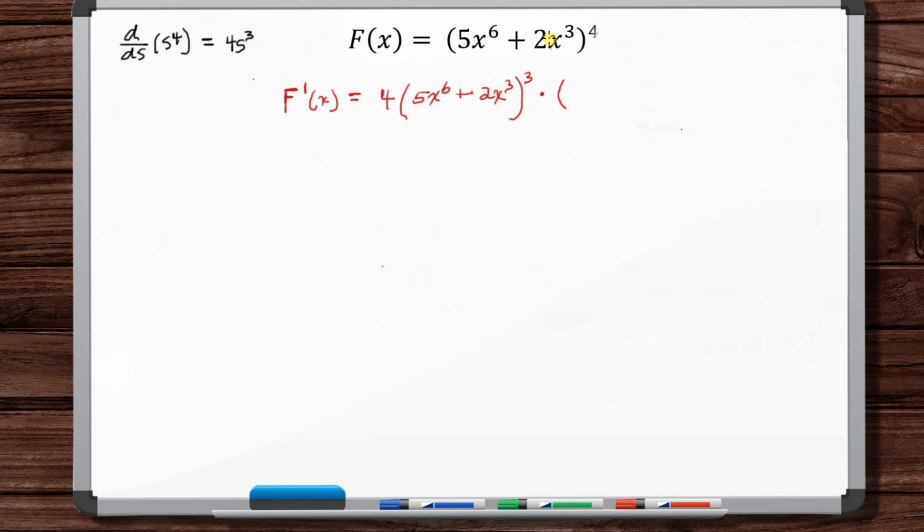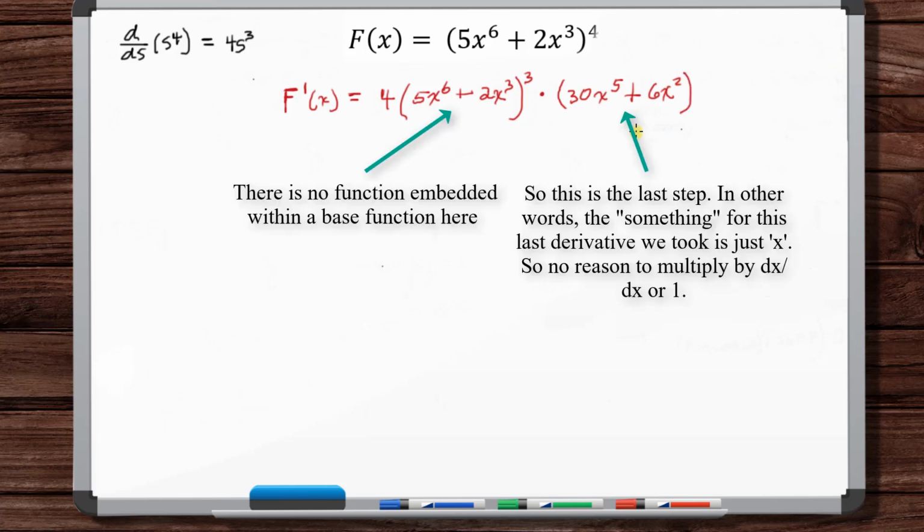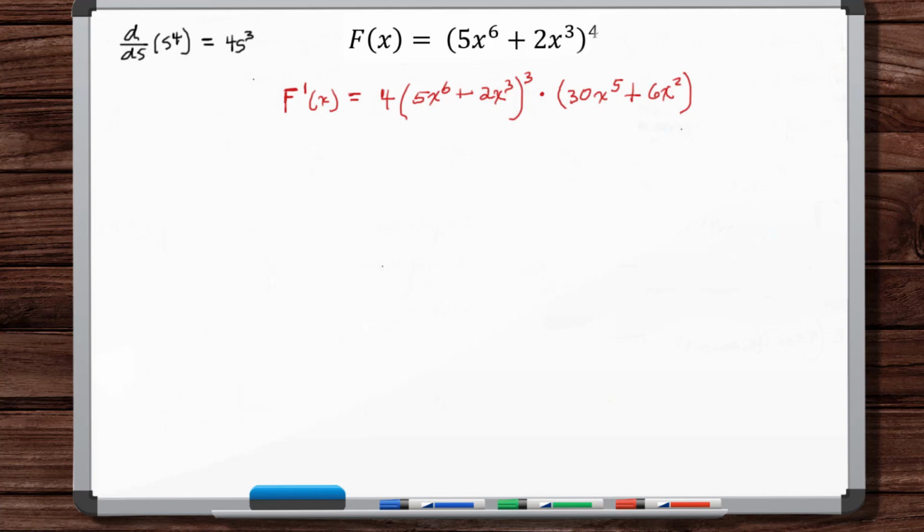If you imagine that this is s, we did d ds of s to the fourth, which is 4s cubed times ds ds. That was 1. Here it's times d of this dx. Well, that's again not 1. That's 30x to the fifth plus 6x squared. You see? So that's the idea of the chain rule.